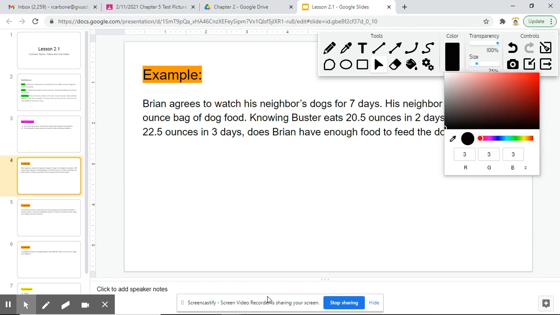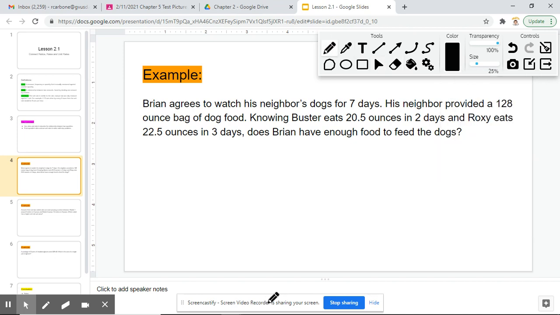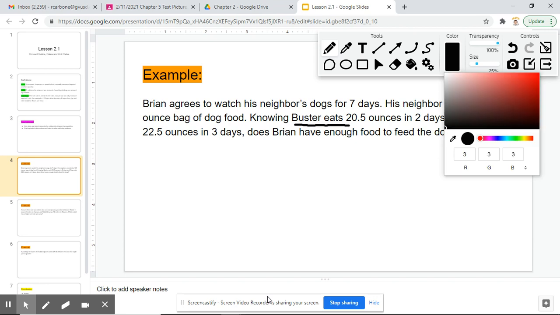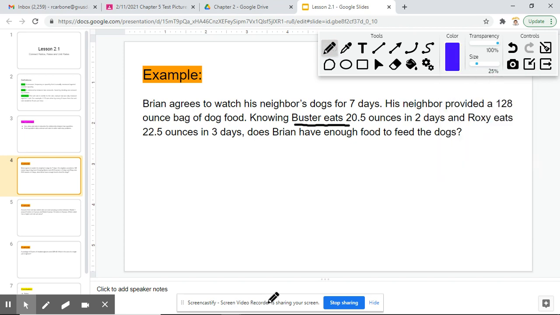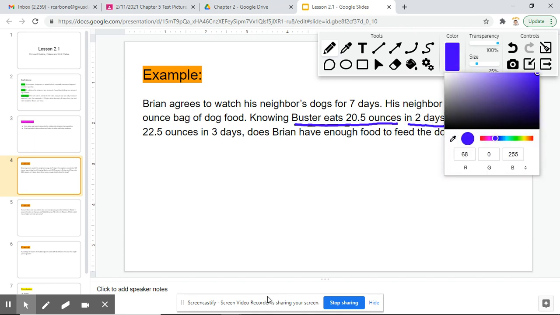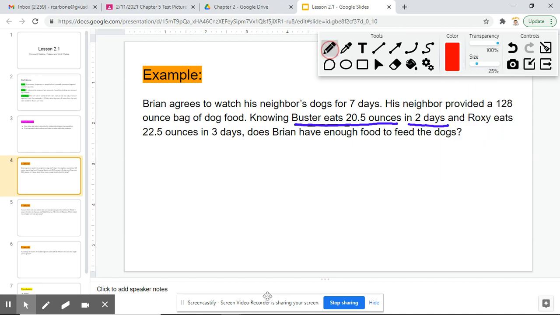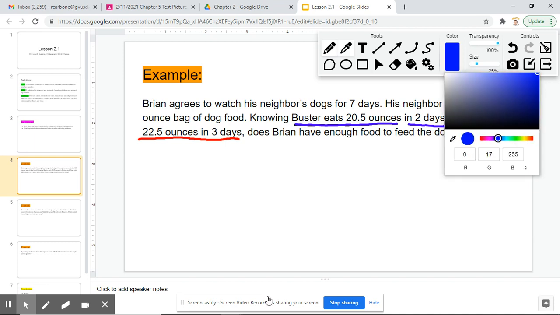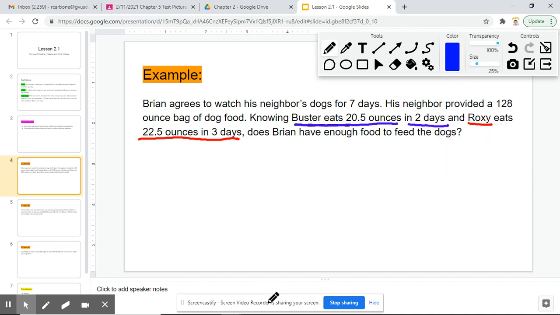All right, so we got a couple of things here. First off, we got Buster, which is one of the dogs here, and he's eating 20.5 ounces, and that's specifically in 2 days. And Roxy's over here eating 22.5 ounces in 3 days. So the best thing we could do here is find out how much Buster and Roxy eat in 1 day. And what I mean by that is we're going to find the unit rate of how much Buster eats and the unit rate of how much Roxy eats.